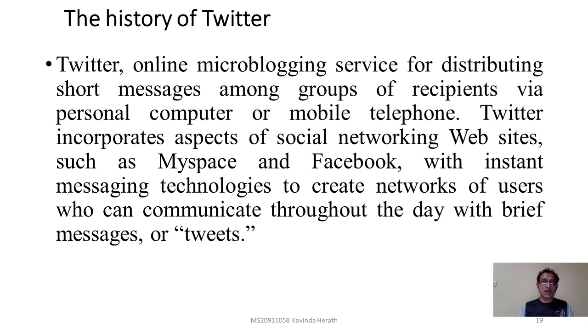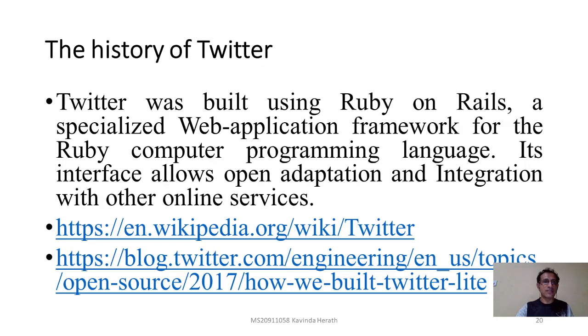Twitter is an online microblogging service for distributing short messages. It started as a short message system through mobile, which is exactly the mobile app, because the mobile app is an interesting and developing part of the industry. Over the last decades, Twitter has incorporated aspects of social networking, as websites such as MySpace and Facebook do. However, Twitter is the most popular messaging communication system at this moment.